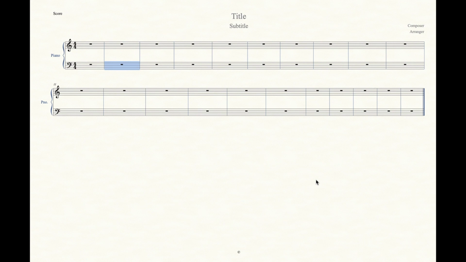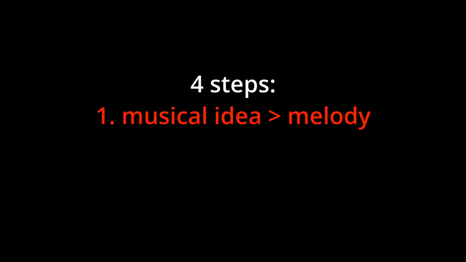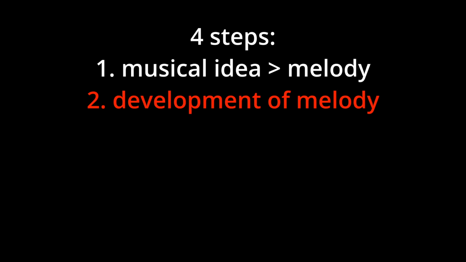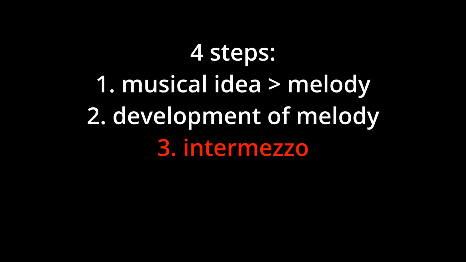So the way we will develop from this musical idea into a full piece of music is actually four steps. It's the development of the musical idea into a melody. The second one is development of the melody, and actually it's copying the melody and making a variation. Third one is intermezzo, and fourth is closure.